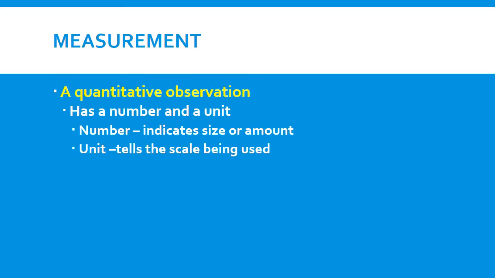So what is a measurement? In science, measurements are fundamental to experimental sciences. Therefore, it is important to be able to make measurements and decide whether a measurement is correct. So in terms of that, what do we mean? A measurement is a quantitative observation. That means it has a number and a unit, where the number indicates the size or the amount and the unit tells you the scale being used.